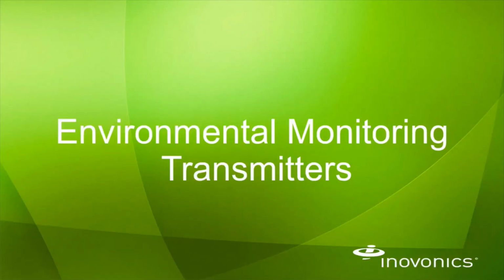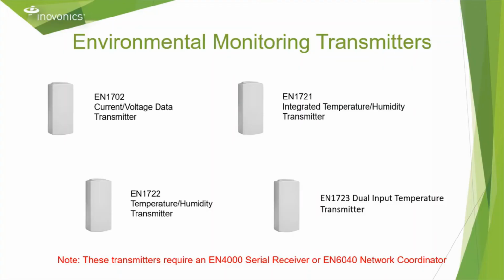Let's jump into our environmental monitoring transmitters. Our environmental transmitters are designed to monitor current and voltage, temperature and humidity, or the detection of water. Some of these have their own built-in sensors, and others allow you to wire up an external sensor for external monitoring. All of our environmental transmitters use the same CR123A battery.